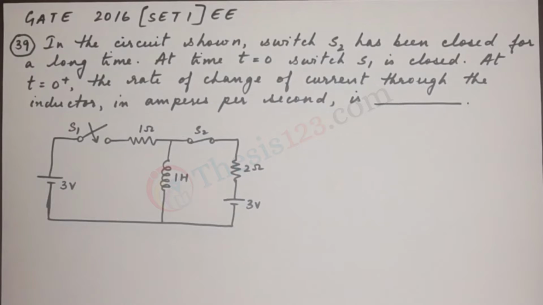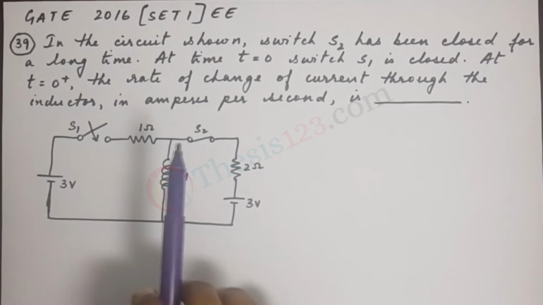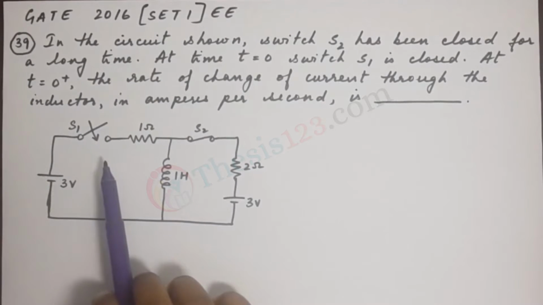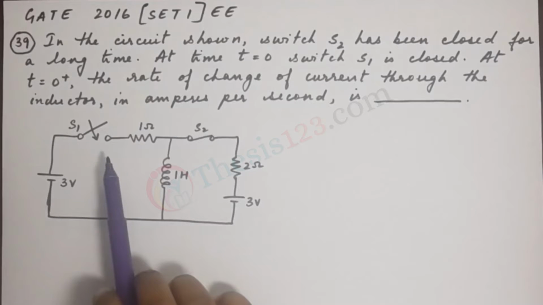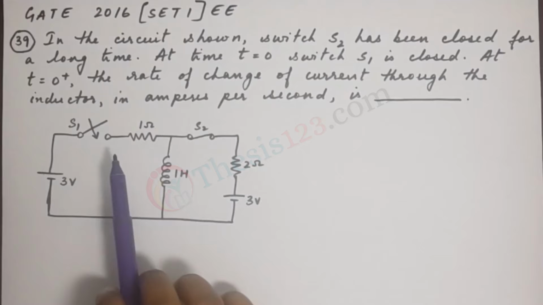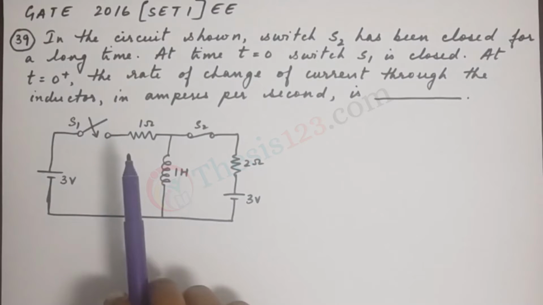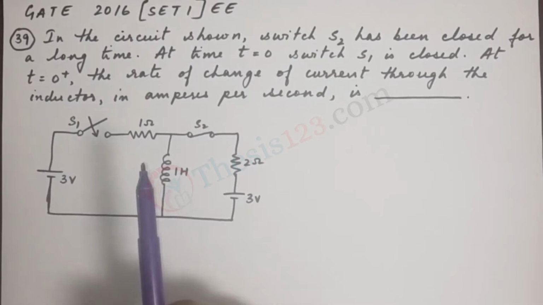Here's the next question, number 39. In the circuit shown, switch S2 has been closed for a long time. At time t equals 0, switch S1 is closed. At t equals 0 plus, the rate of change of current through the inductor in amperes per second is dash. So this is not a multiple choice question, we will have to work it out.